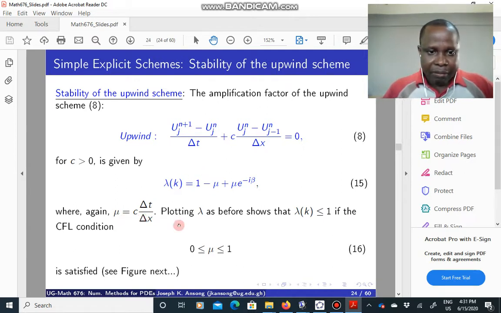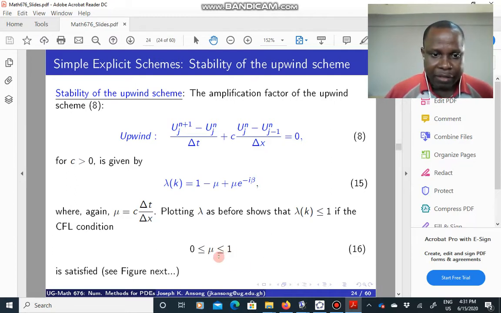So here's the amplification factor. Now we can follow a similar procedure as before and plot the amplification factor. So we can plot the unit circle, and then we'll realize that if the CFL condition is satisfied like this, then the scheme is stable. All right, and we'll see that shortly.